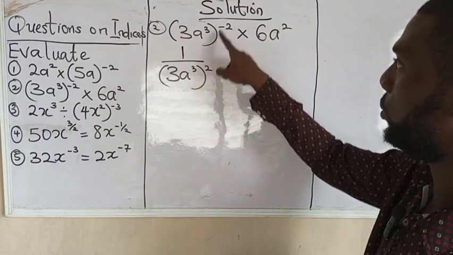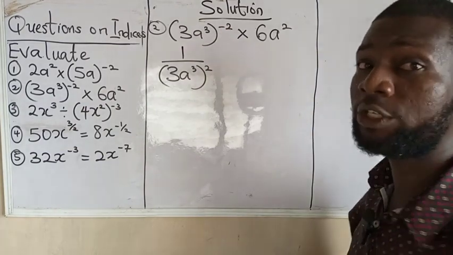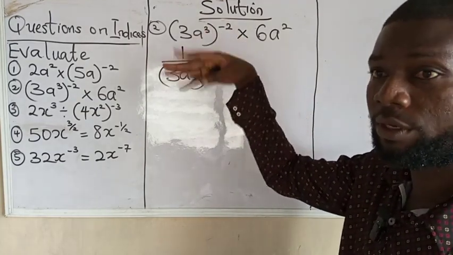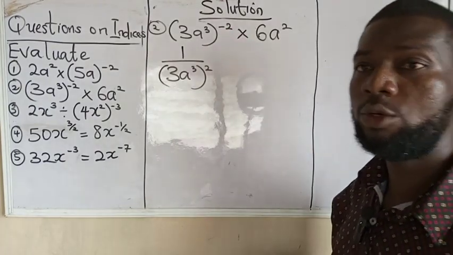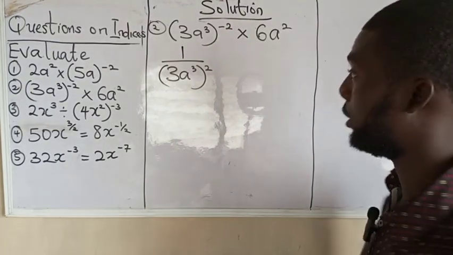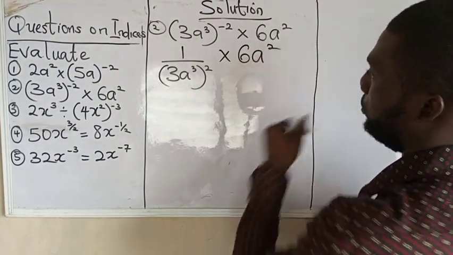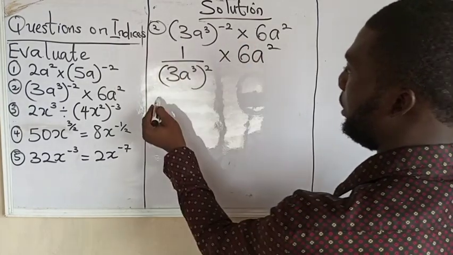Can you see now? So this one has been transformed, though it's just a conventional way of me saying it. The proof and everything has been done in the laws of indices. I'm just saying this for us to remember so that we won't forget. So times 6a^2. Then I can as well say this is simply 1 times 6a^2.